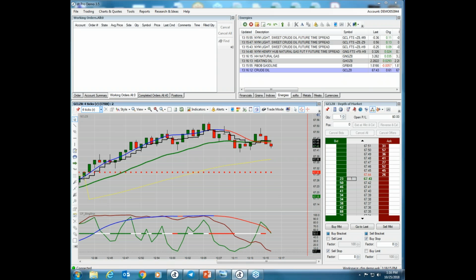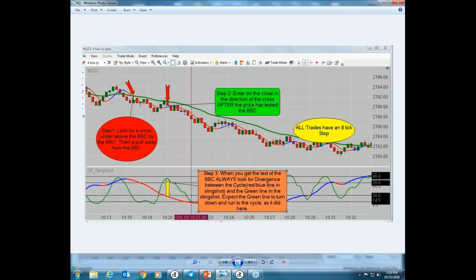It needs to move 1 point away from the BBC. There needs to be some space. So after the cross, what Mark's referring to is the MA1 cross and the BBC, there has to be some space. Usually one candle is enough. One candle. All right?